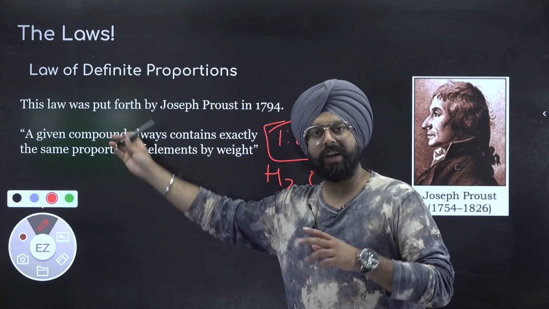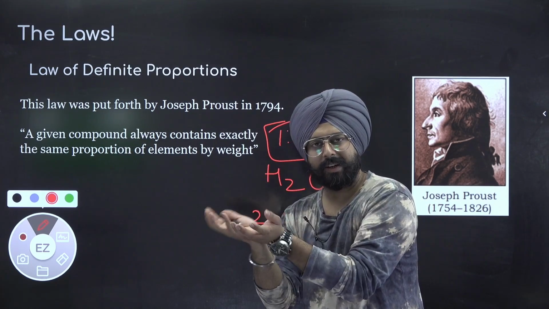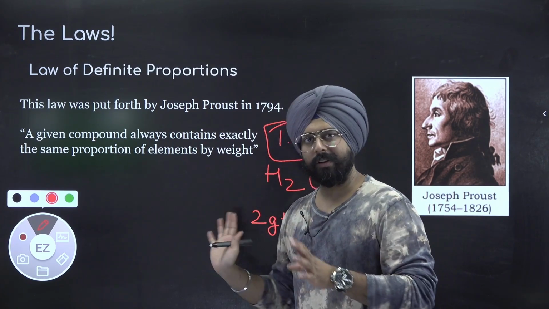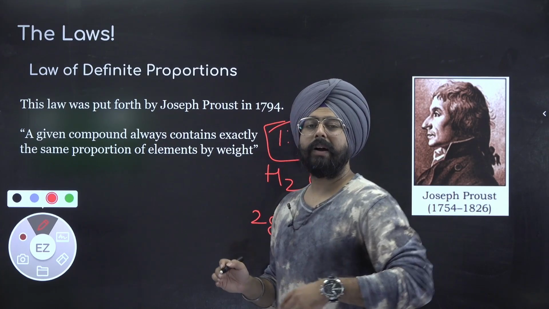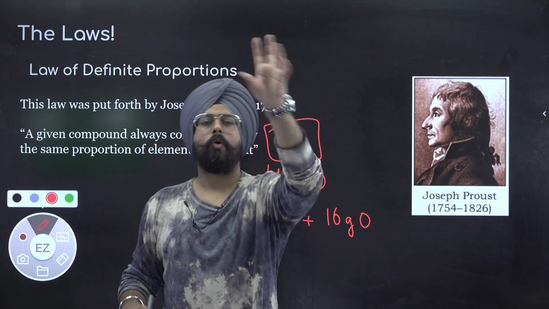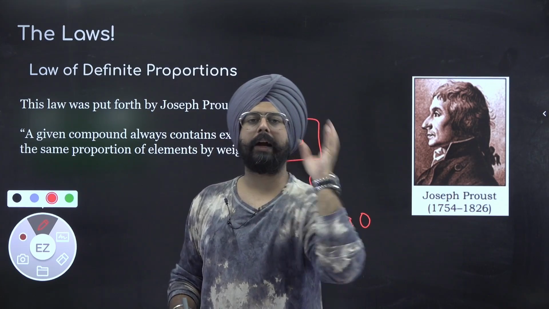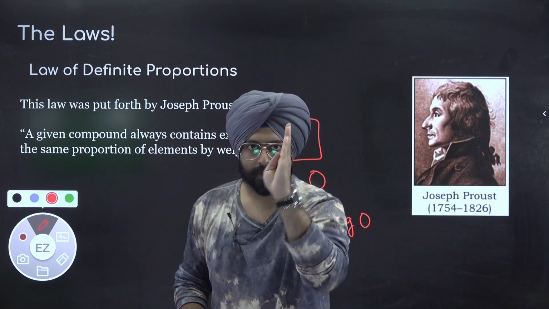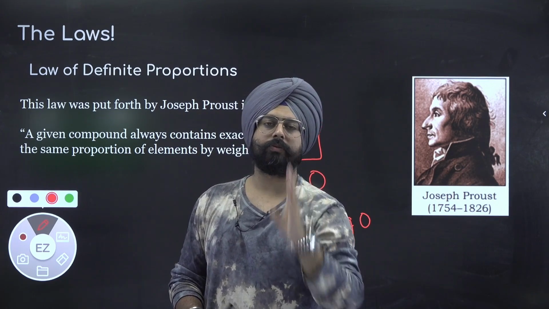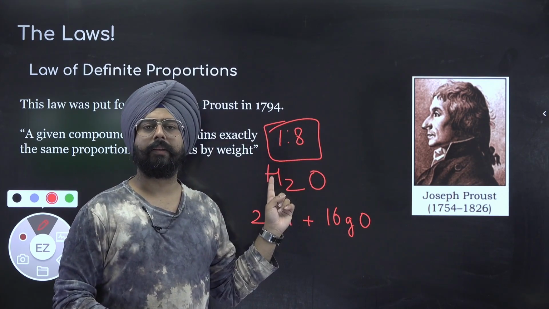Cool. So a given compound, whatever that compound is, let's say water, simplest example. No matter where that water comes from, water, which is a certain compound, will contain hydrogen and oxygen in only that particular ratio of weight, which again in this case is 1:8.